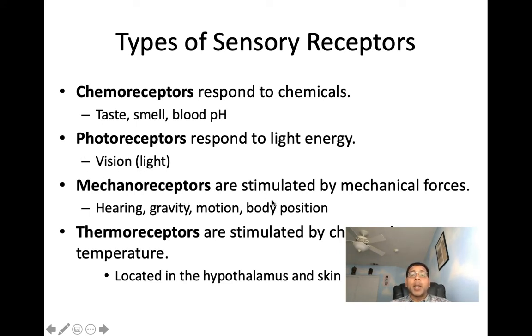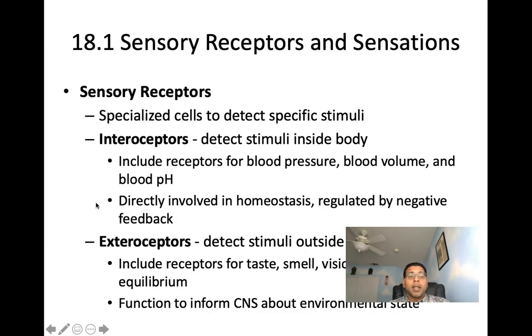Mechanoreceptors are receptors that are stimulated by mechanical forces. Hearing receptors, for example, gravity receptors, motion receptors, and body position receptors are all examples of mechanoreceptors. Thermoreceptors are stimulated by changes in temperature. They are located in the hypothalamus and the skin. So that's receptors according to their stimuli, and now here we can see the classification according to their location in the body.